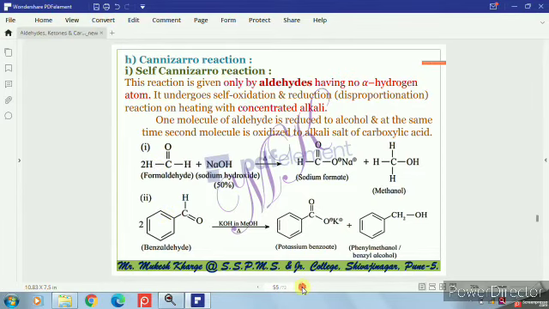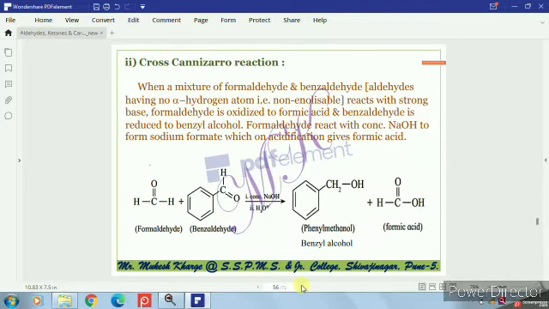Now we carry out the cross Cannizzaro reaction. That means if you take 1 mole of formaldehyde and react with 1 mole of benzaldehyde, these two are different compounds having no alpha hydrogen. They react with concentrated NaOH. Benzaldehyde undergoes reduction to the CH2OH group, CHO gets converted to CH2OH, benzyl alcohol, while formaldehyde undergoes oxidation to formic acid.